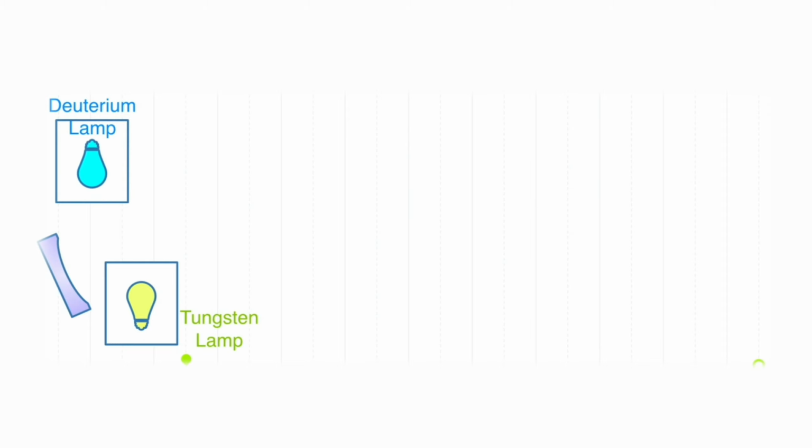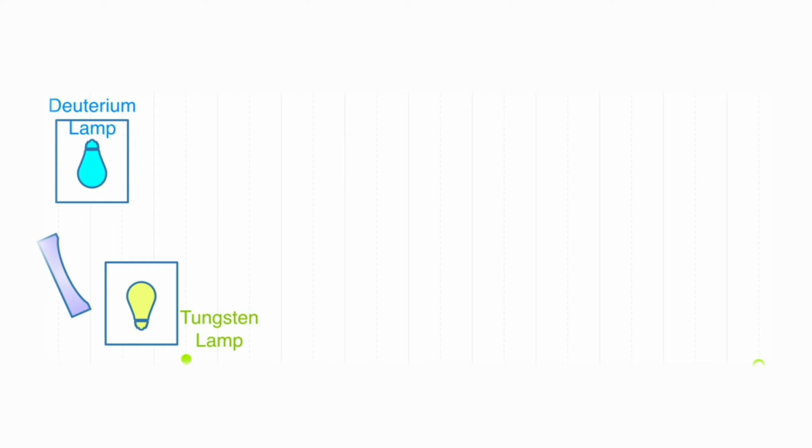At the beginning we have the source of radiation. Since UV visible spectrophotometer is a double beam spectrophotometer, there are two sources of light. One is the deuterium lamp, which provides the light in the ultraviolet region, and another one is the tungsten lamp, which provides the light in the visible region.